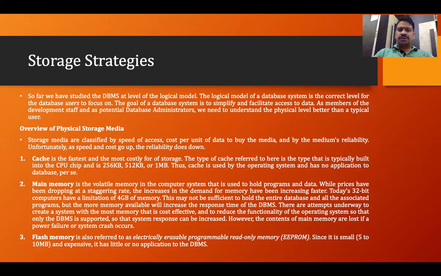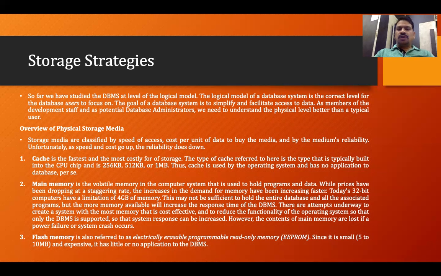Which storage is useful for the database management system. So that we will analyze in this particular slide. So far we have studied the database management system at the level of the logical model.